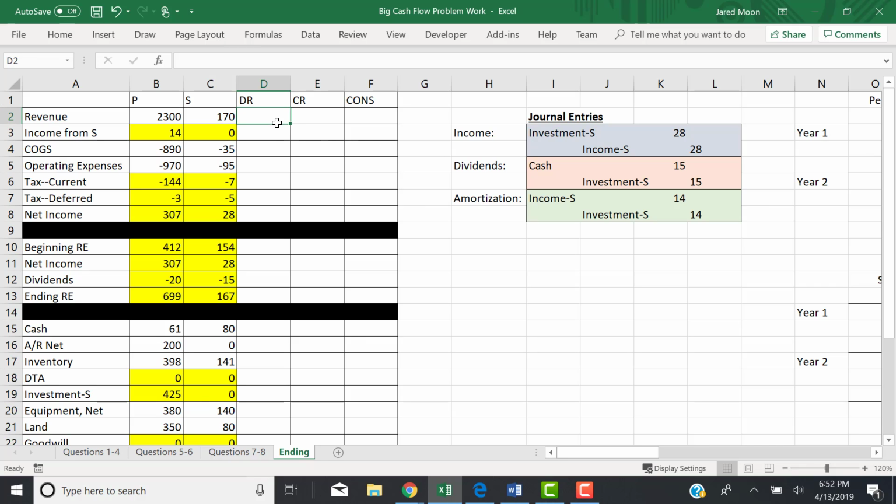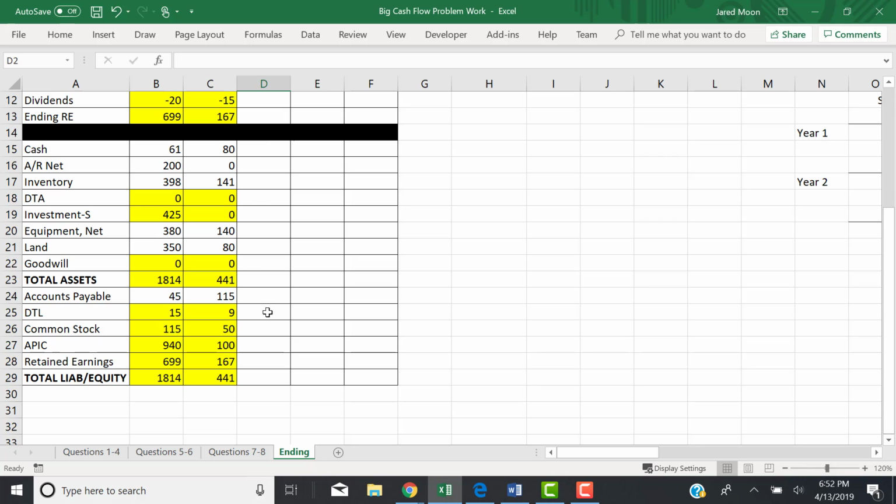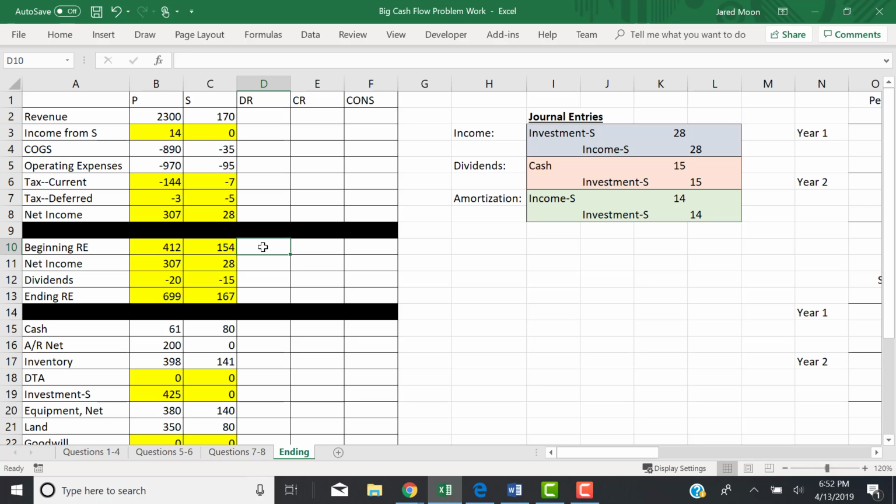So what do we do first? Basic entry. What is the basic entry? Let's get rid of their equity. 50 and 100 and 167. Nope, that's wrong. Remember, don't ever touch this row. You just do their stock, and then you come up here and touch their beginning retained earnings. So 154, and we want to get rid of their dividends, 15, and we want to get rid of the income that we got from them, which was 28.